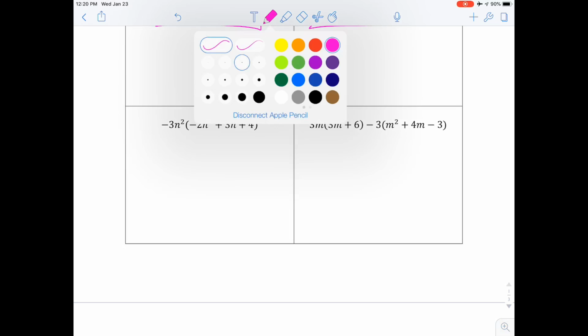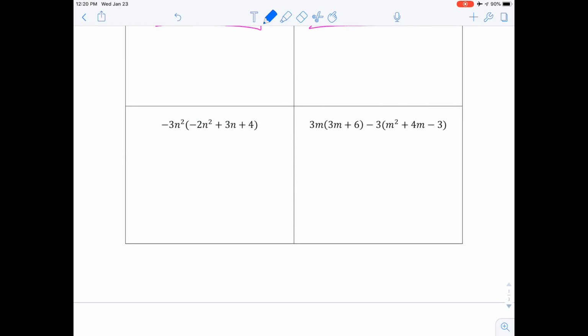All right, example 3. We're going to distribute. We're going to go a little bit faster here on this one. I'm going to distribute 3 times. So negative 3n squared times negative 2n squared. Negative 3 times negative 2 is a positive 6. N squared times n squared, 2 plus 2, 4. So I have 6n to the fourth.